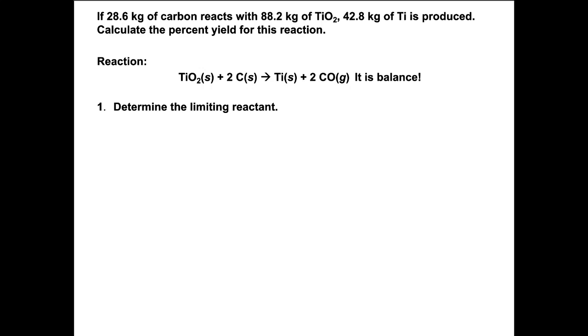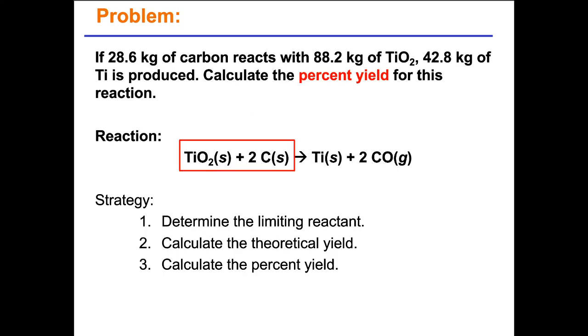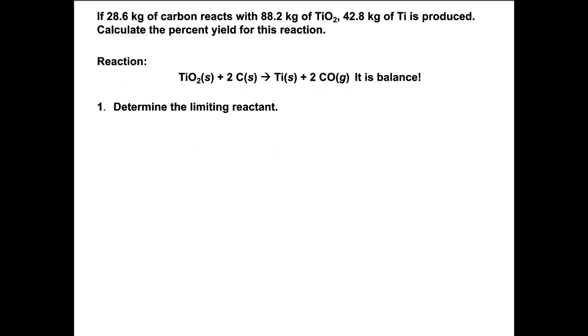Okay, so notice right at the end here, it points out to us that we have a 2-to-1 ratio between titanium oxide and carbon. Okay, so the first thing we want to do is determine the limiting reactant. And this is one method. I'll show you another method when we actually work one of these out longhand.